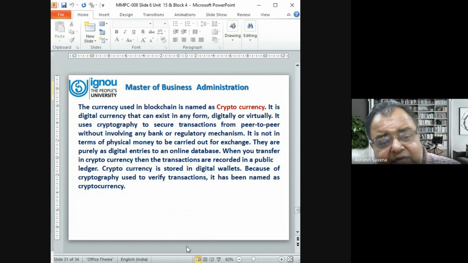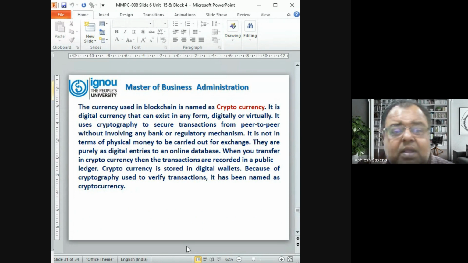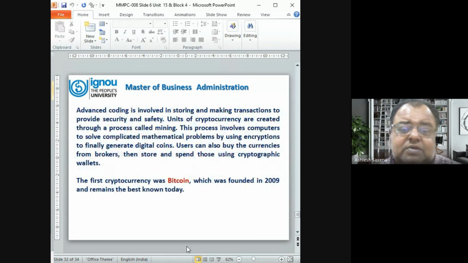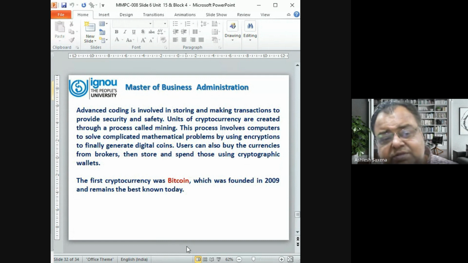When you transfer in cryptocurrency, the transactions are recorded in a public ledger. Cryptocurrency is stored in digital wallets. Because cryptography is used to verify transactions, it has been named cryptocurrency. Advanced coding is involved in storing and making transactions to provide security and safety.